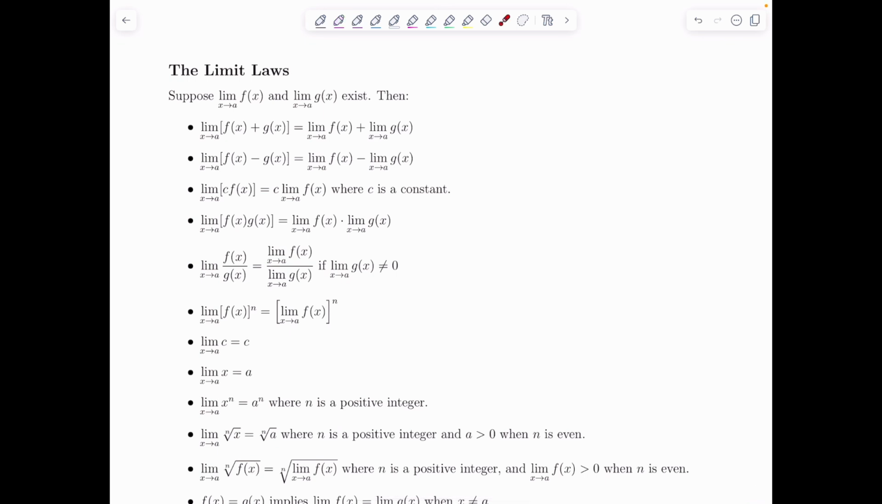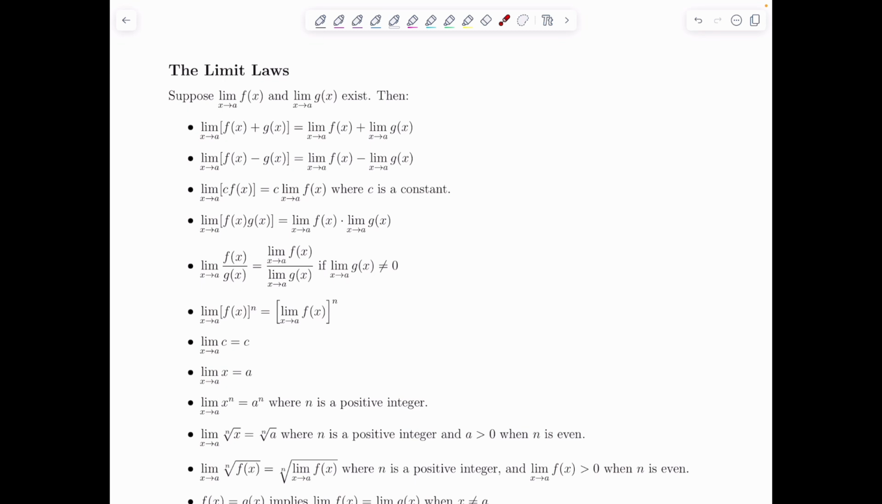Suppose the limit as x approaches a of f of x and the limit as x approaches a of g of x exist. Then the following is true. The limit of the sum of the functions is equal to the sum of the limit of each of them individually. So that just basically means you can distribute a limit across addition, subtraction. If you have a constant times a function, you can basically take the constant out of the limit, find the limit, then multiply by that constant.